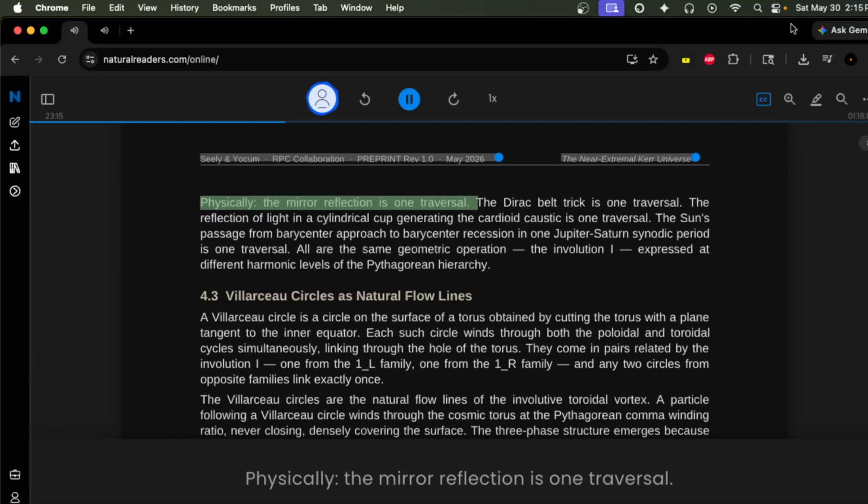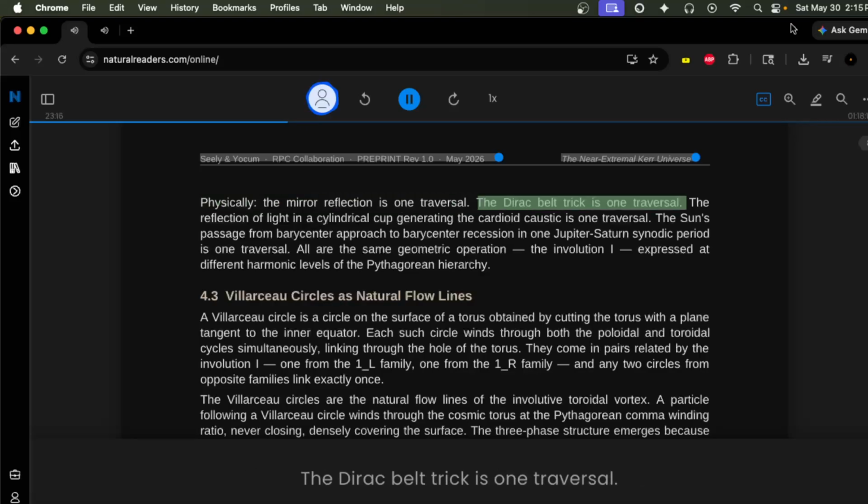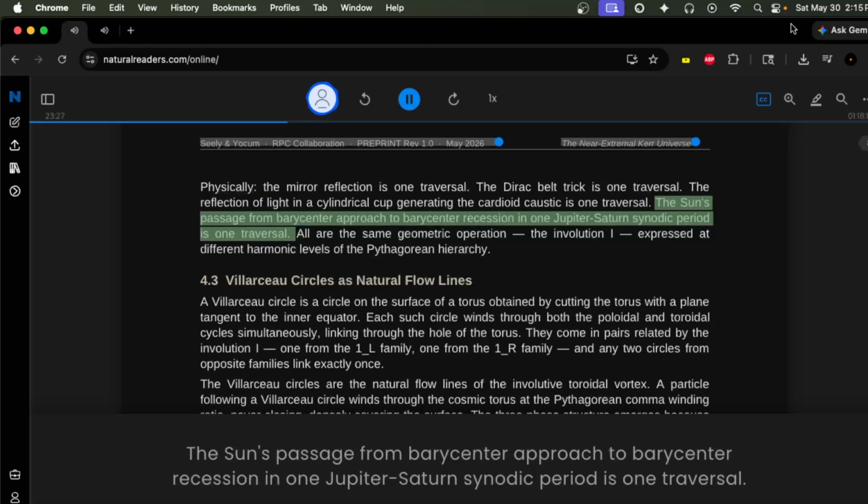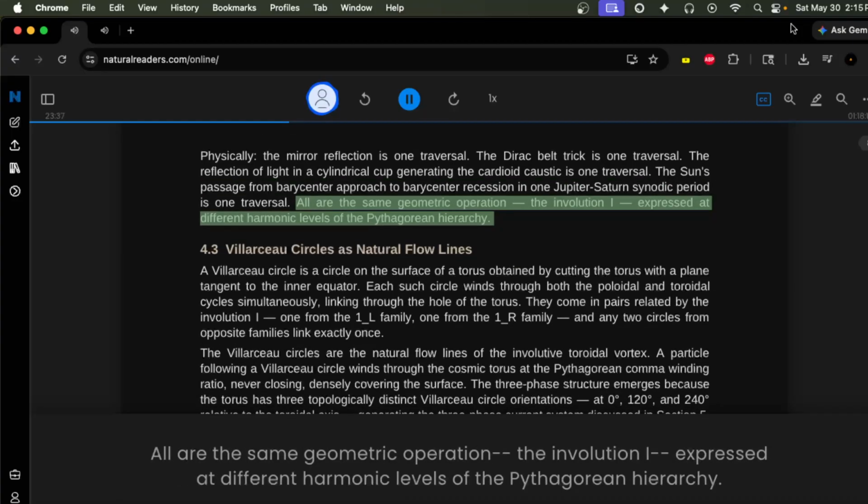Physically, the mirror reflection is one traversal. The Dirac belt trick is one traversal. The reflection of light in a cylindrical cup generating the cardioid caustic is one traversal. The Sun's passage from barycenter approach to barycenter recession in one Jupiter-Saturn synodic period is one traversal. All are the same geometric operation, the involution I, expressed at different harmonic levels of the Pythagorean hierarchy.